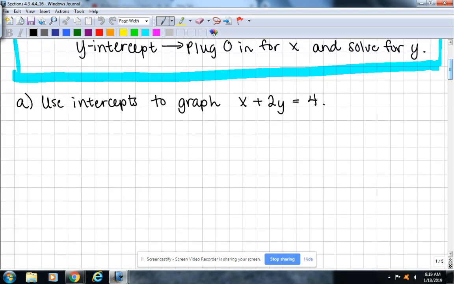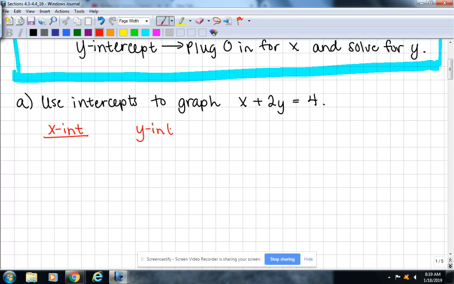And an intercept is a point. It's an ordered pair where it's crossing the line. So we want to use x and y intercepts to help us graph the line x plus 2y equals 4. This is going to be so much better than making tables, I promise. All right, so we got two intercepts we can have. We can have an x-intercept and a y-intercept.